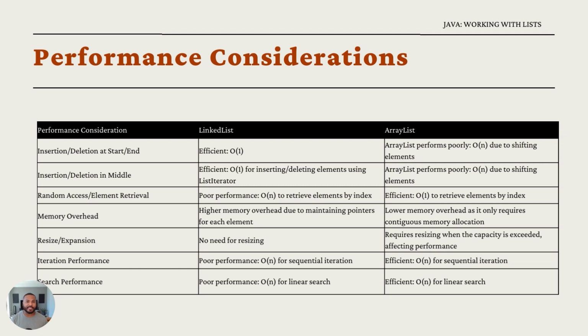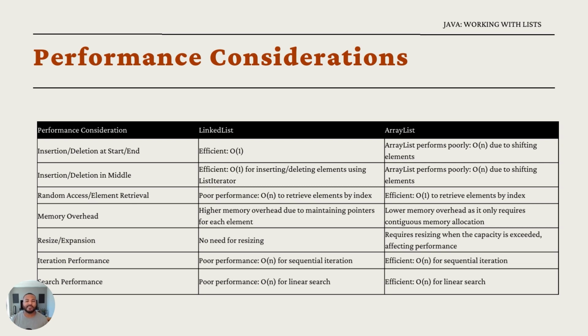And the best list to use for this is the array list. With the linked list, random access or element retrieval is less efficient compared to the array list because accessing elements in a linked list requires traversing the list from the beginning or end, resulting in higher time complexity for random access. Therefore, with the array list, it's very efficient as it uses direct indexing. Accessing elements by index has a constant time complexity, making it faster than linked lists for random access.